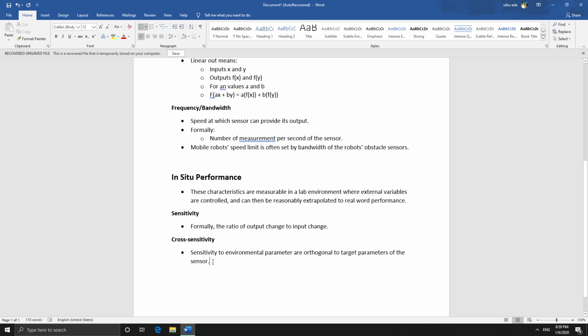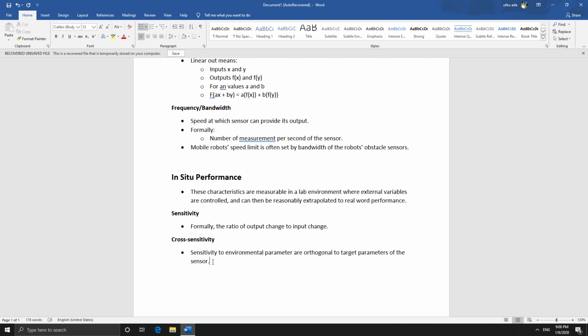So, for instance, a magnet can be used to make a compass point north. That's how compasses often work. So it is useful in that regard. But if there's, say, an iron building nearby, or a steel building with iron in it, the magnet might not work because it's cross-sensitive, and the environmental parameters are not orthogonal.